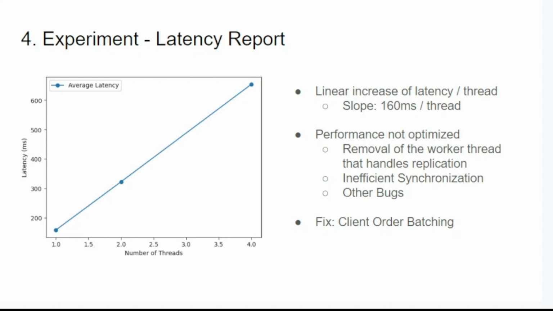And I didn't have enough time to debug, but I do have some potential reasons that come to my mind. It could have been from removal of the worker thread, or it could have also been from inefficient synchronization. A quick fix would have been to batch the client orders with some rule to keep the order of the client ID and order number across the servers. And I think latency would have decreased significantly with that.